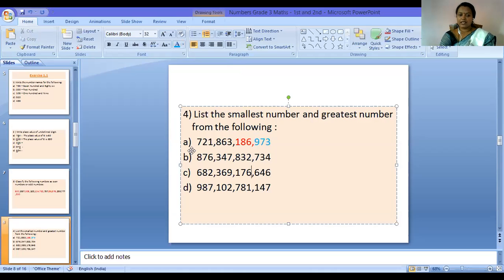So children, the next questions, B, C and D, you will be solving as real sums for yourself.